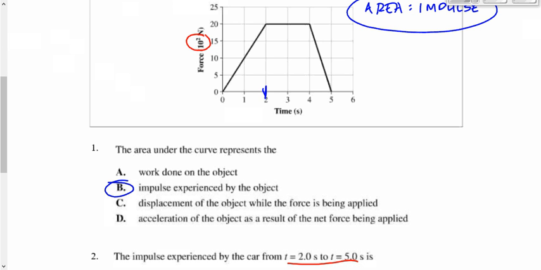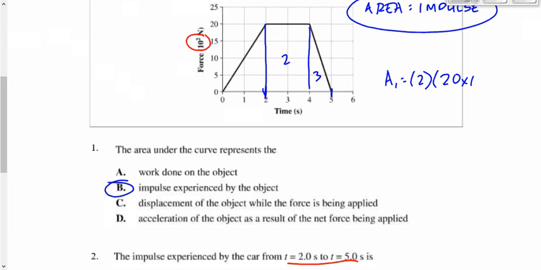Well, the good news is from 2 to 5 seconds, there's only 2 shapes instead of 3 shapes. I have a rectangle and a triangle. We'll call this section 2. We'll call this section 3. The area of section 2 is a rectangle. It's base times height. The base is 2. The height is 20 times 10 to the 2.